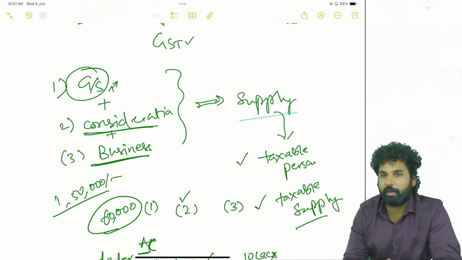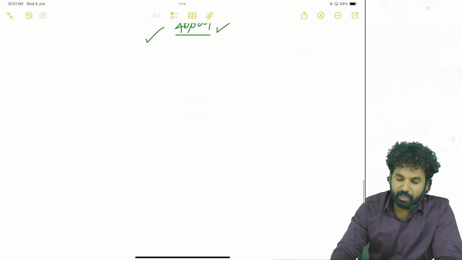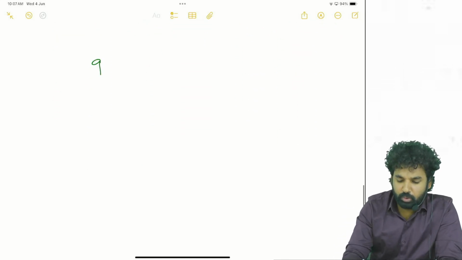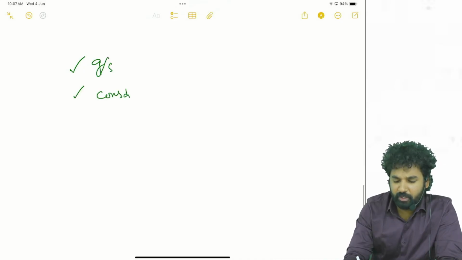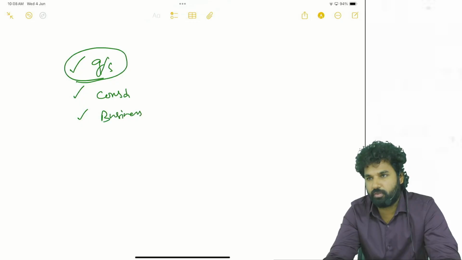Section 7 subsection 1 clause A. We are just talking about the first line in the definition of supply, which is section 7 subsection 1 clause A. Okay, right. See, first three conditions we are talking about. Goods or service shall be there. Next, consideration shall be there. Next, business shall be there. There is no relaxation with respect to goods and service.